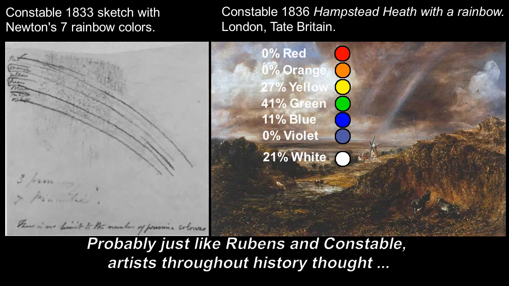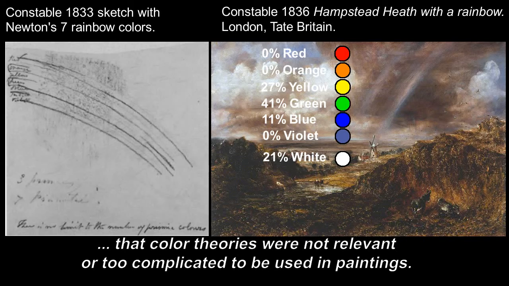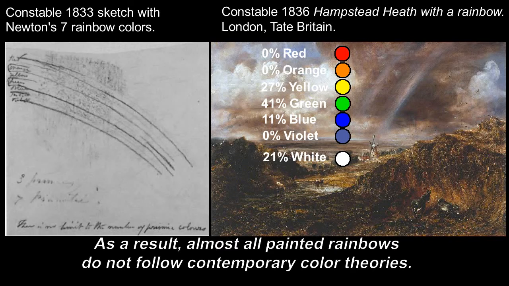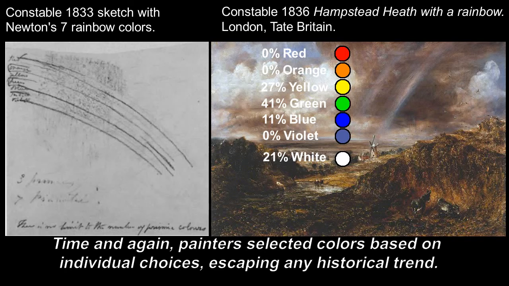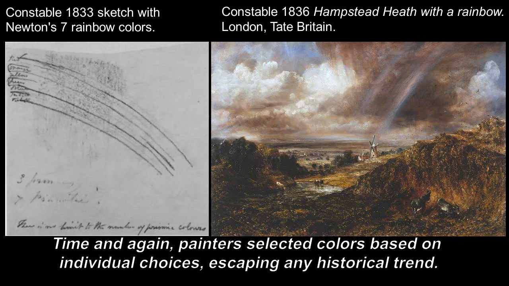Probably just like Rubens and Constable, artists throughout history thought that colour theories were not relevant or too complicated to be used in paintings. As a result, almost all painted rainbows do not follow contemporary colour theories. Time and again, painters seem to have selected colours based on individual choices, escaping any historical trend.